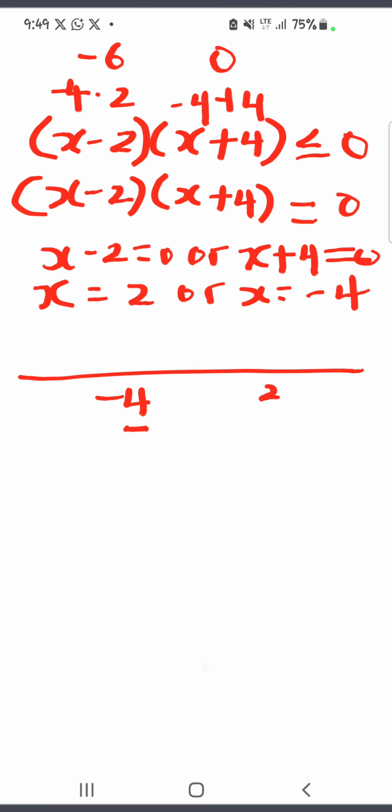Is 0 less than or equal to 0? Yes, 0 is less than or equal to 0, because of this equal, they are equal, right? So yes, that means minus 4 is correct. Do you understand? So what next?